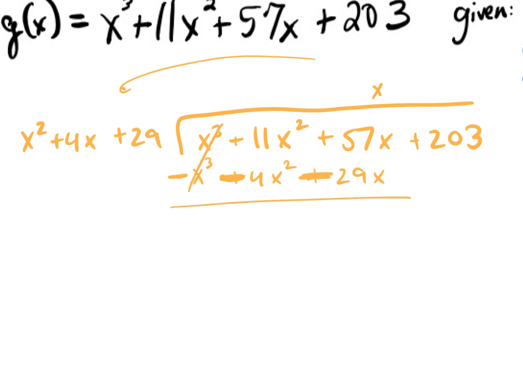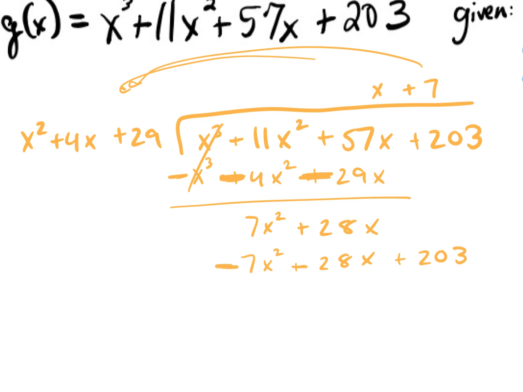X cubes cancel. This would be 7x squared. 57x minus 29x would be what? 28x. Then 7x squared divided by x squared would be 7. We multiply that times everything out front, so we get 7x squared plus 28x. 7 times 29 is 203. Change the signs and combine.